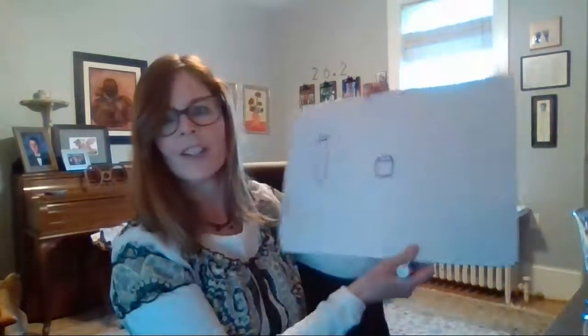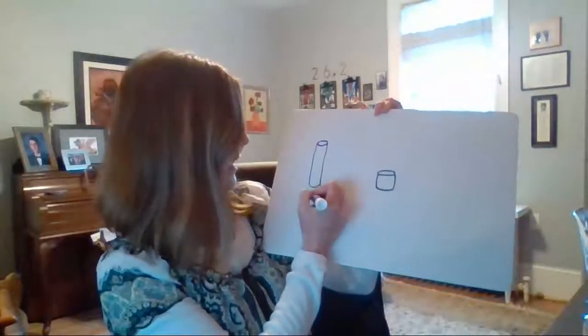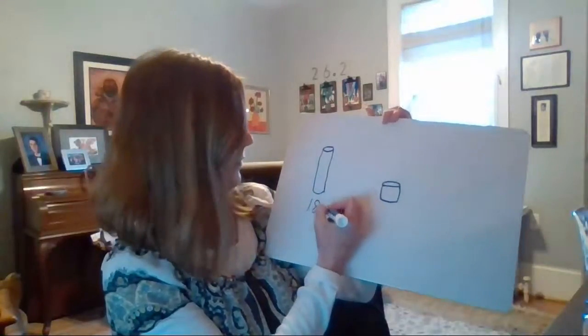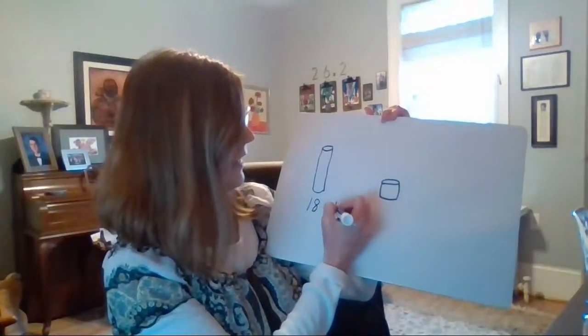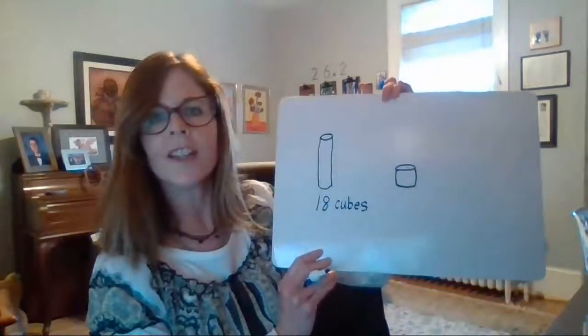Let's record that. On my chart, I have the tall, skinny container, 18 cubes. That is the volume of the tall, skinny container. Let's find out how many the short, fat container is going to hold.